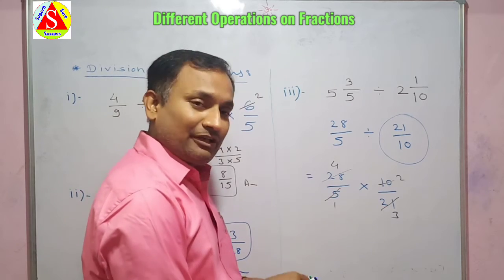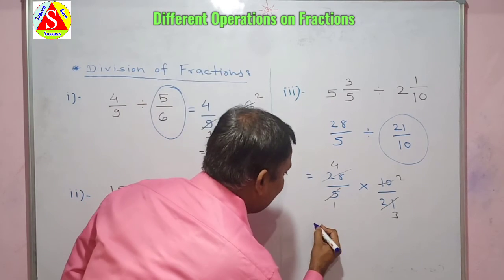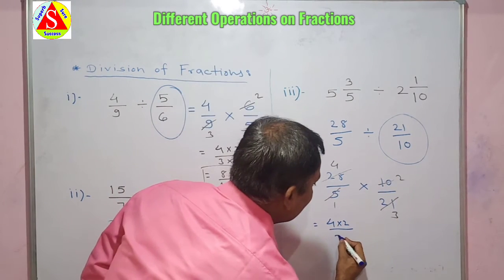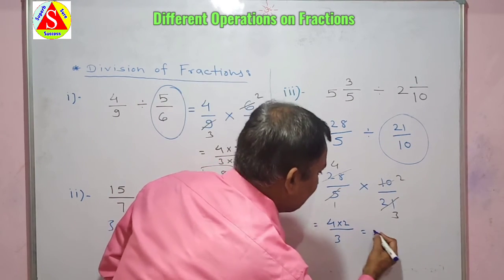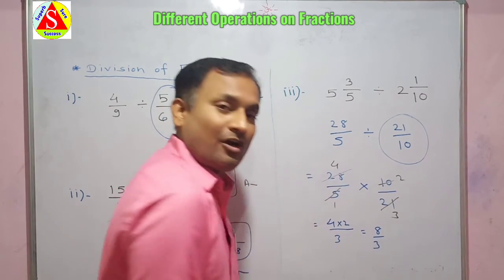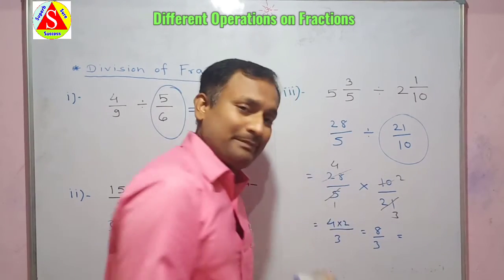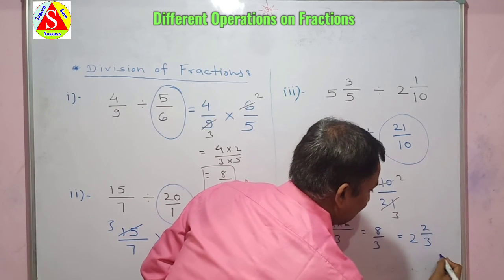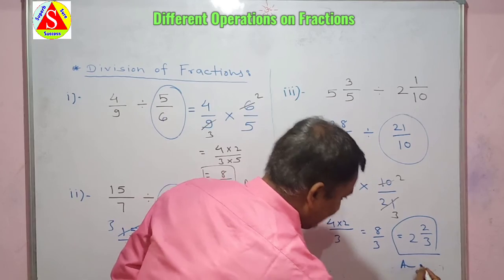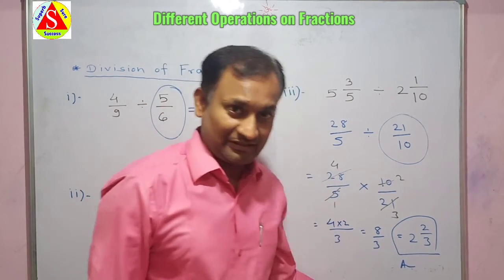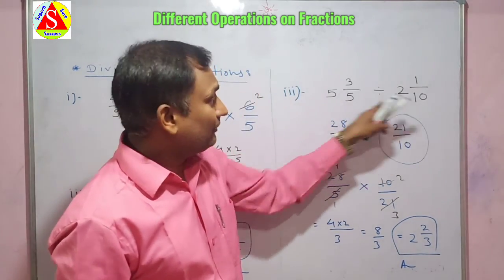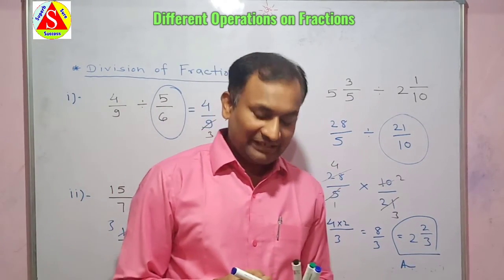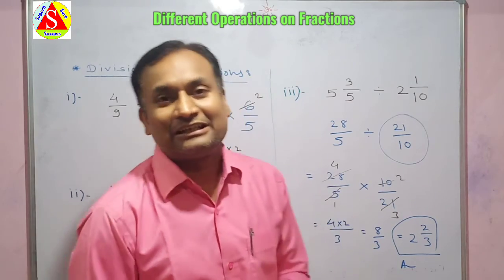Now we cannot reduce it. So in the numerator we have 4 and 2 and in the denominator we have 3 only. So here we will have 8/3, or we can convert it into mixed fraction form. So we will have 2 2/3. So dear students, this is our final answer, or the division of these two terms is 2 2/3. I hope it will be clear to you.